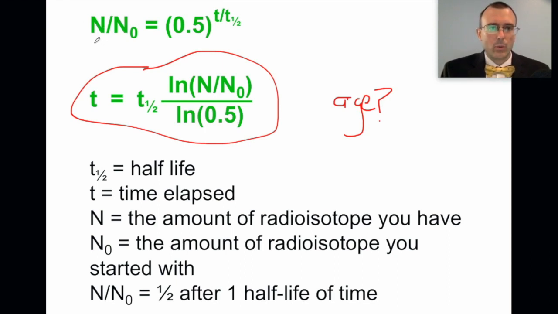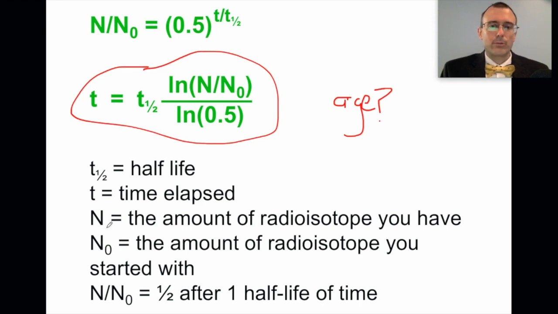And so we can look at, well, what do all these different things mean? T1/2, that's going to be the half-life of the material, and that's going to be a constant. T is going to be the amount of time that has gone by. And so T, in this equation, we want to figure out how much time has gone by, or the age of something. That's going to be this T right here.